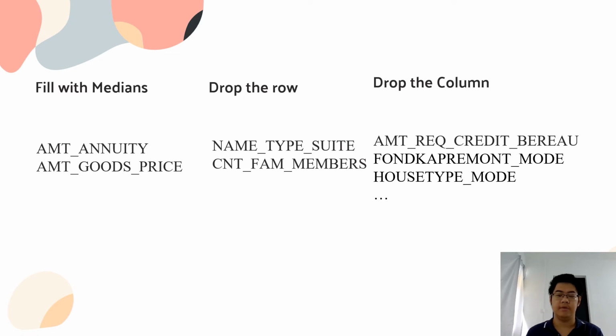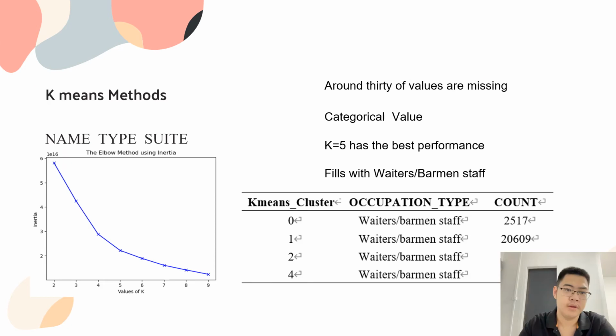And also we drop a column if the majority of values is missing or irrelevant to the target variable. We also use the k-means method for name type suite. Because these attributes have about 30% of missing values and it is a categorical value, so it performs very well on the k-means method. We use k equals 5 for the best performance. Also, we find that filling the missing values with Walter or Batman stuff is the best result.